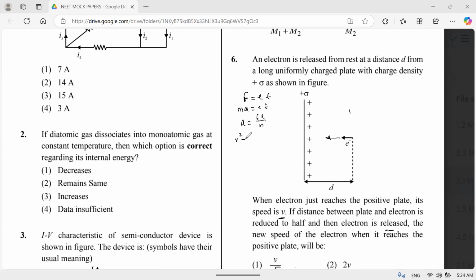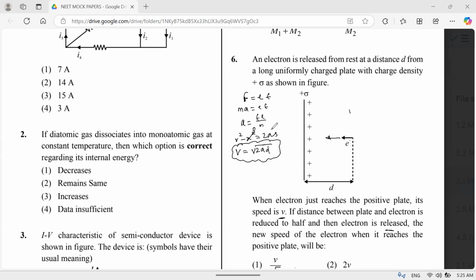Using the formula v squared minus u squared is equal to 2as. Initially, the body is at rest, so v will be equal to how much? Under root of 2a into s. s is nothing but d. So this is the formula for velocity in terms of acceleration, with the charges remaining the same.